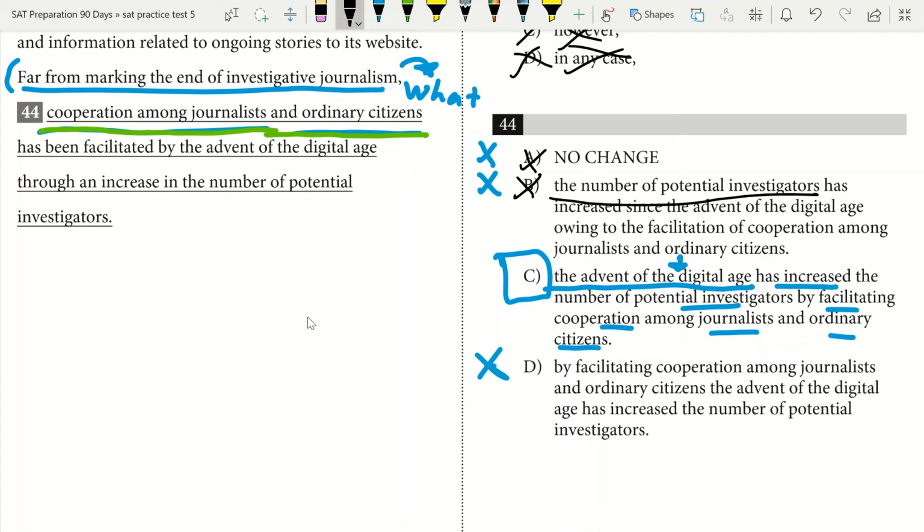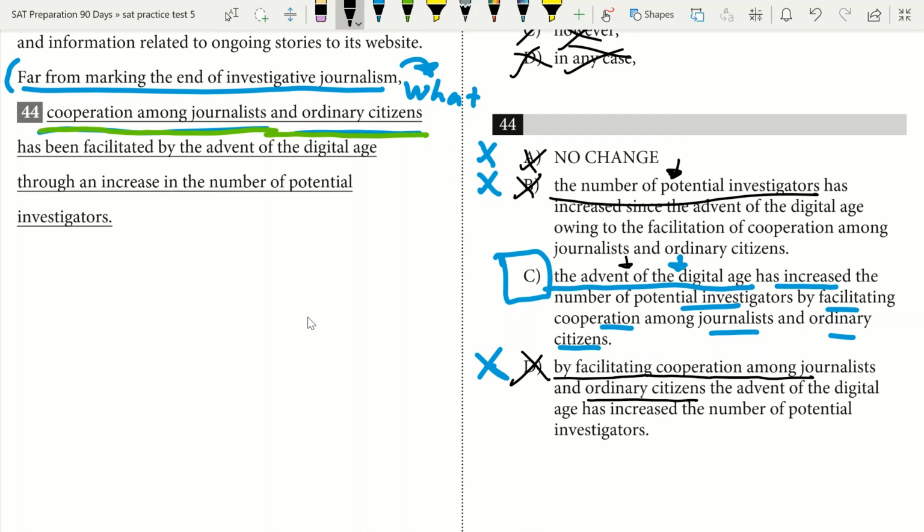Now, I know that you obviously haven't read this passage, so this may seem a little bit confusing. What I did here is I read the passage and I know that the advent of the digital age is what is responsible for being far from marking the end of investigative journalism. So it has to modify the advent of the digital age. Anything else that it would be modifying, such as "by facilitating cooperation among journalists and ordinary citizens," would be incorrect. It would be a dangling modifier because it's not modifying what it's supposed to modify.